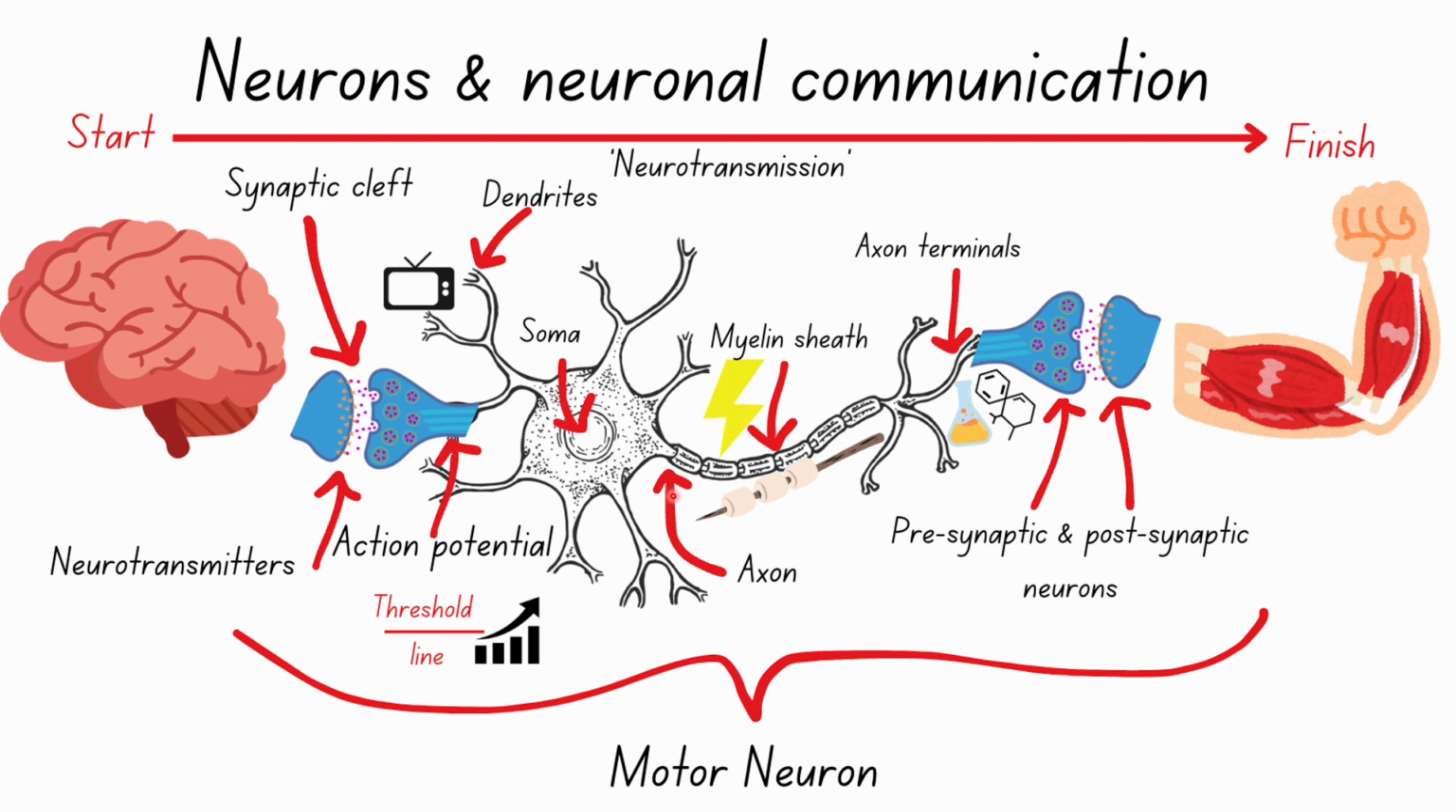Additionally, action potentials are all or nothing events. Therefore, a neuron will only fire an action potential if its level of stimulation is above a certain threshold. So either the cell decides to pass the message along or it doesn't. This is why I have a graph here to remind me visually.